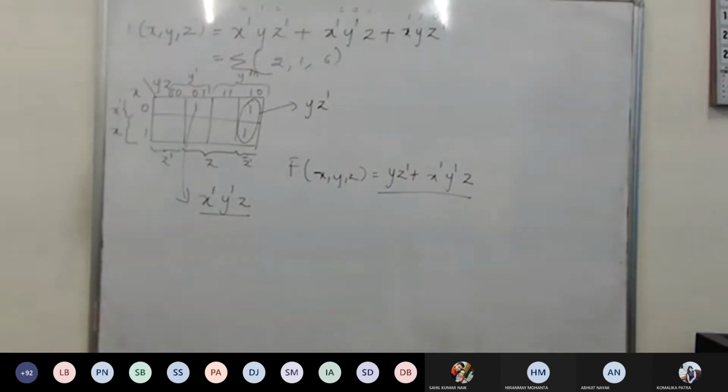Do we have an option to reduce? No, ma'am. So we don't have an option, which means we need not take it further. Correct. Since this is the minimal one.